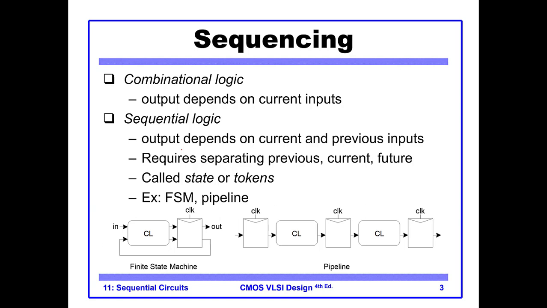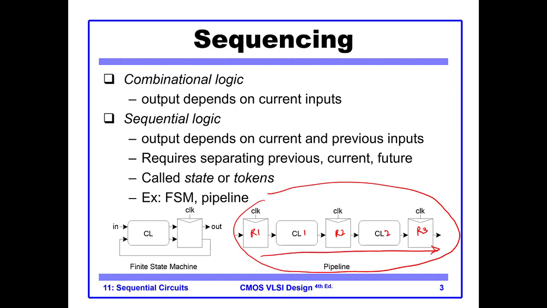So basically, sequential logic has two kinds of presentations. One is a pipeline presentation or design, in which you have this sort of arrangement: a register, then a combinational logic, then a register R2, then a combinational logic 2, then a register R3. They all are in the same sort of direction. So this is a pipeline design.